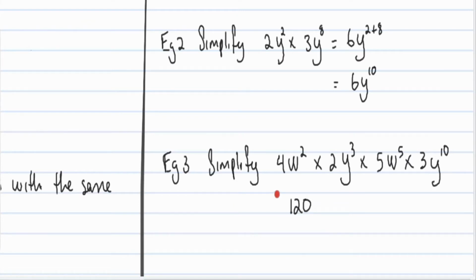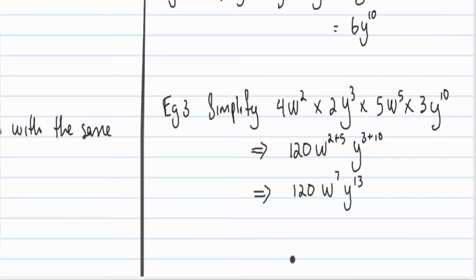Now we look at the situations where we have the bases being the same. So we have w squared and w to the power 5. So that will give us w to the power of 2 plus 5. Then we have y cubed and y to the power of 10. So we'll have y to the power of 3 plus 10. So that would imply 120 w to the power 7 and y to the power of 13.